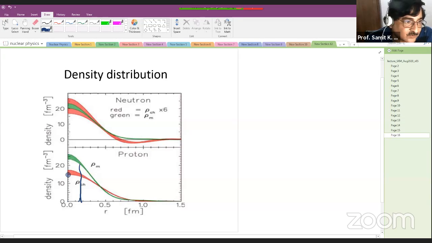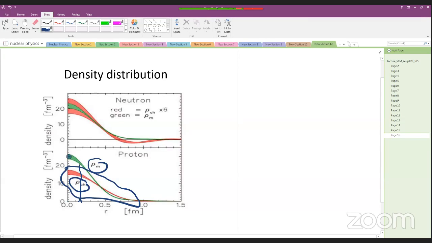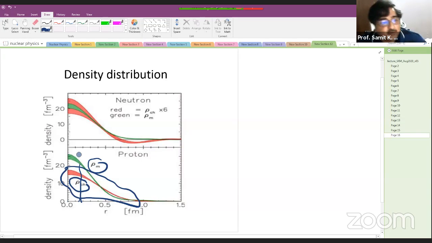So therefore you can have two quantities: one is the charge distribution and the other is the matter distribution. Now for the electron scattering case, you can only probe the charge distribution. The matter part of the distribution, obviously, you cannot probe. So you need a different type of probe, like a proton probe or neutron probe, that can be useful to find out both the charge distribution as well as the matter distribution.